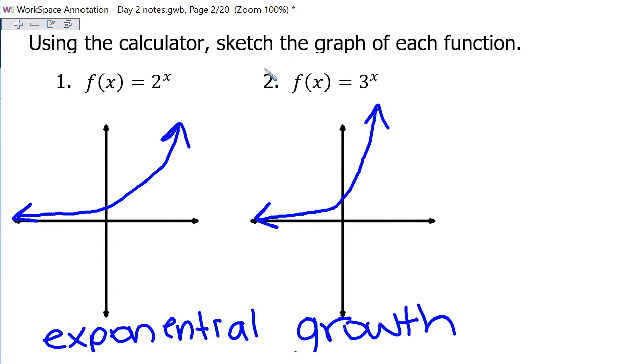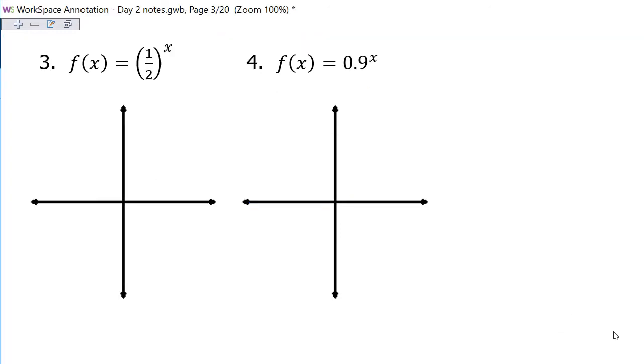Then number 3. Now we have f of x equals 1/2 to the x power. Is that an exponential function? Is x an exponent? Yes, it is. So go ahead and type that one in. How can I clear my calculator? Doc B.